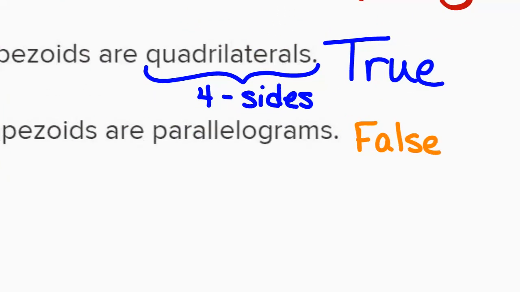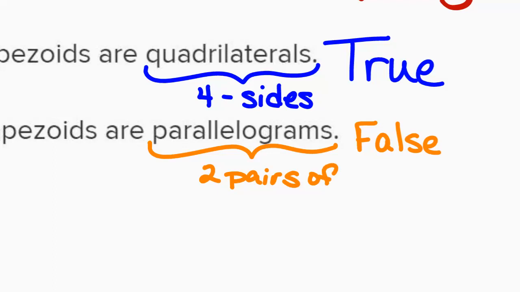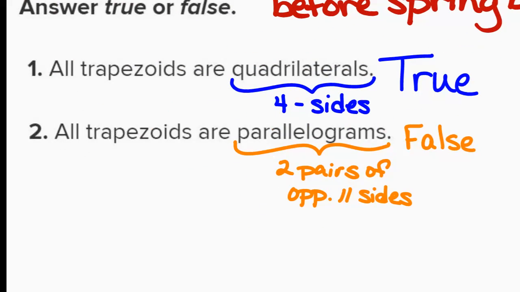A parallelogram has 2 pairs of parallel sides, and a trapezoid only has 1 pair of parallel sides.